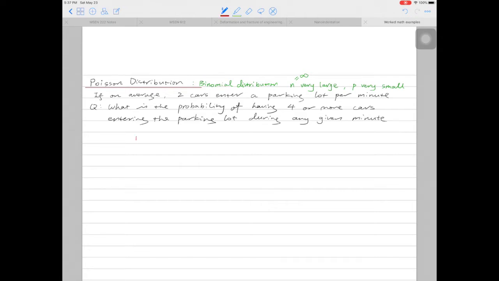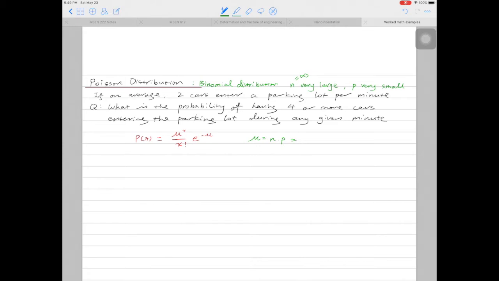Let's write down the formula to look at the probability of a specific event in Poisson distribution. So this is equal to mu to the power of x over x factorial multiplied by e to the power of minus mu. From the previous video, we know mu is equal to n times p.